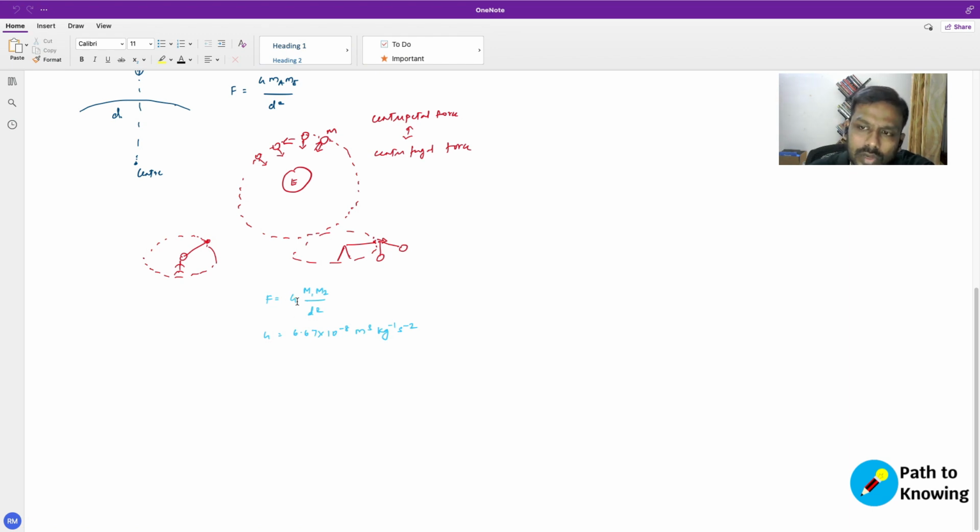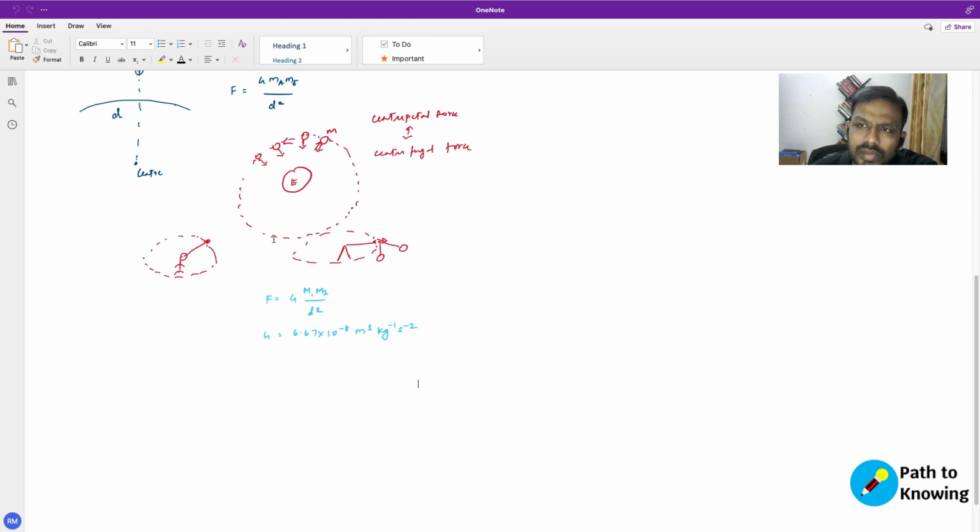And we did say that this was calculated much later on a laboratory setup, and the gravitational constant came out to be this value: 6.67 times 10⁻⁸ meter cube kilogram⁻¹ seconds⁻², right? So this is a constant, and we'll be using it as we solve some of the problems.